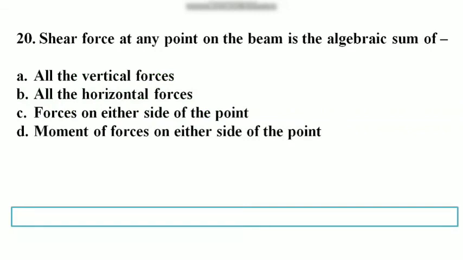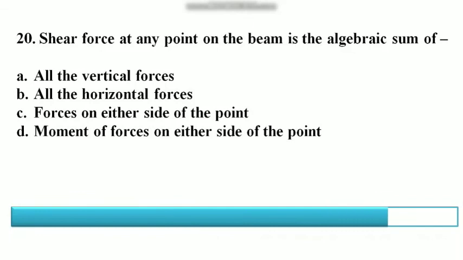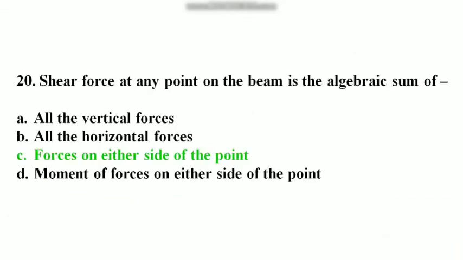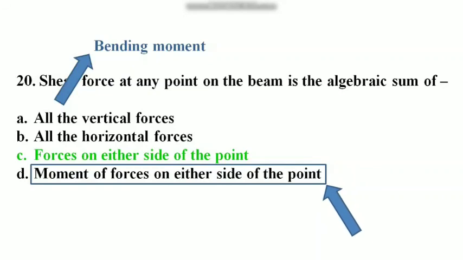Shear force at any point on the beam is the algebraic sum of all the vertical forces, all the horizontal forces, forces on either side of the point, moment of forces on either side of the point. Here the answer is forces on either side of the point. So option C is the right answer. But if shear force is replaced by bending moment, that means bending moment at any point on the beam is the algebraic sum of, then option D, that is moment of the force on either side of the point, will be the right answer.